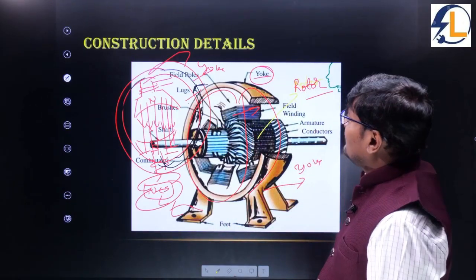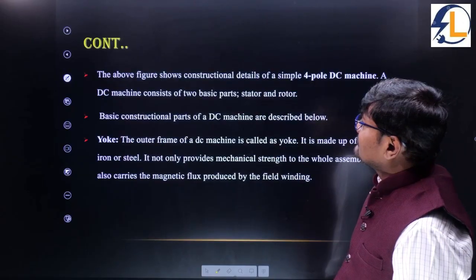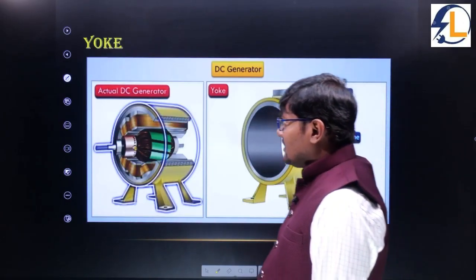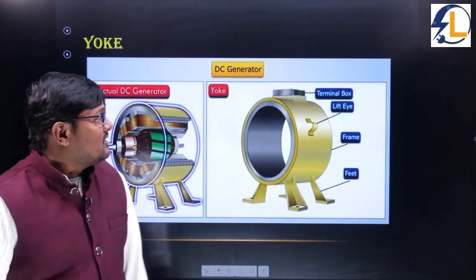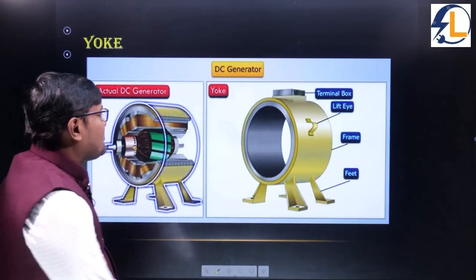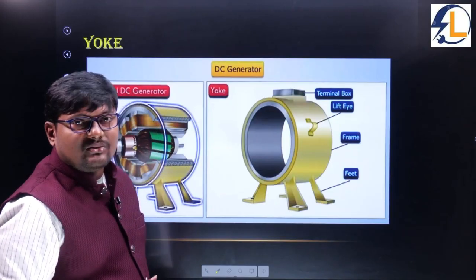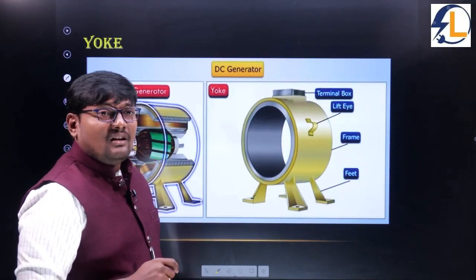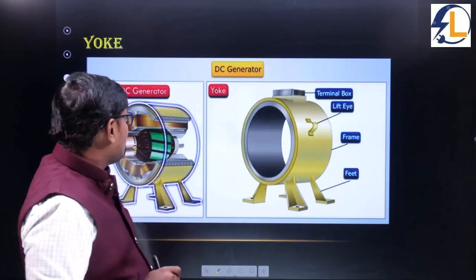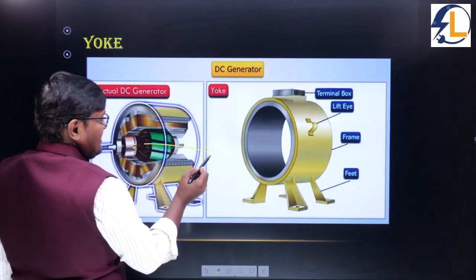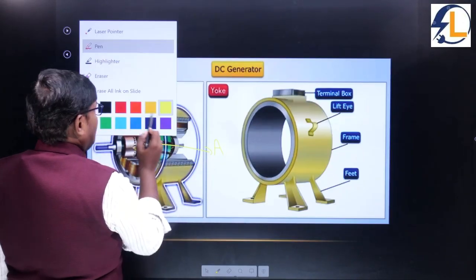Okay, and next one. So this is about the DC generator construction. You can see clearly this part is called the yoke, and here we have a terminal box. In the terminal box we have the field terminals, and also the armature. Clearly you can see this part is called the armature.